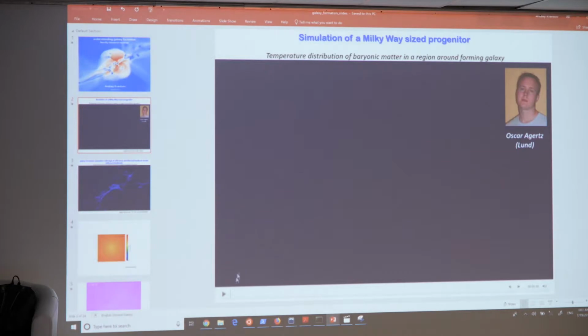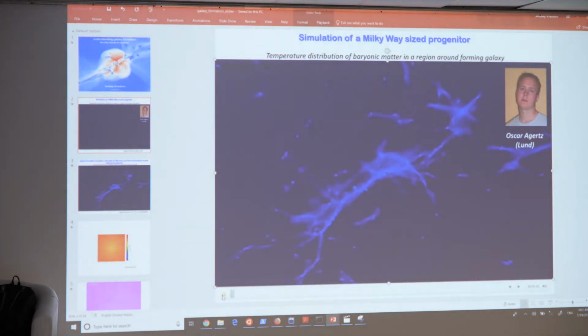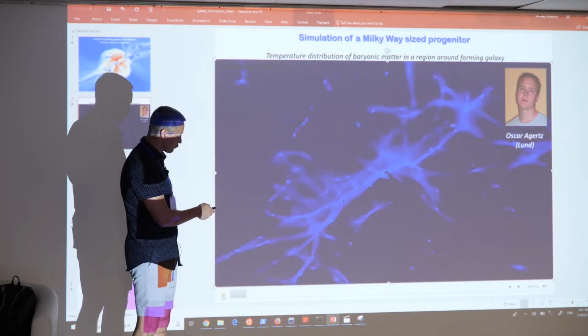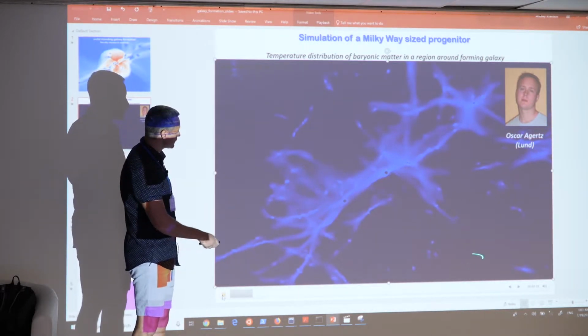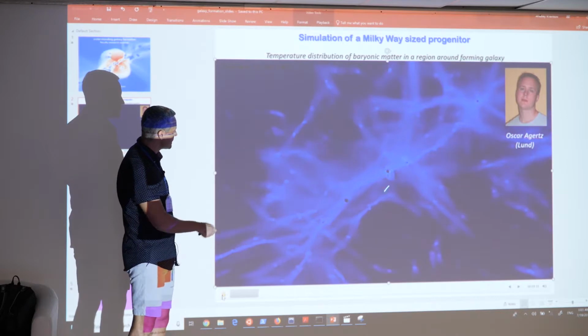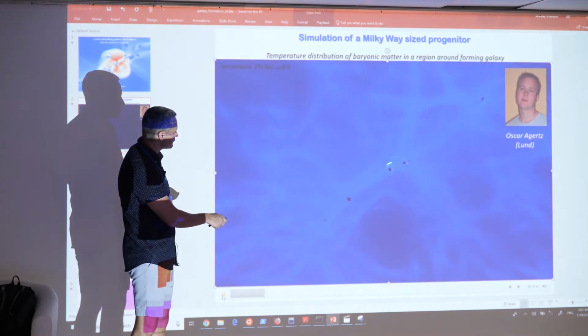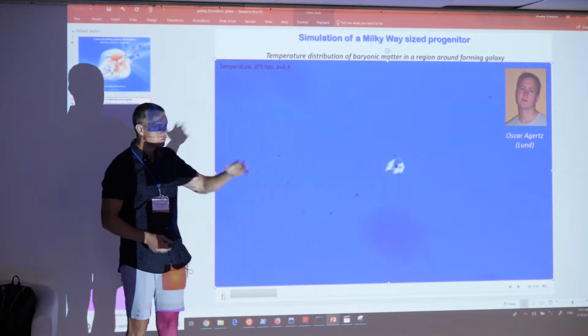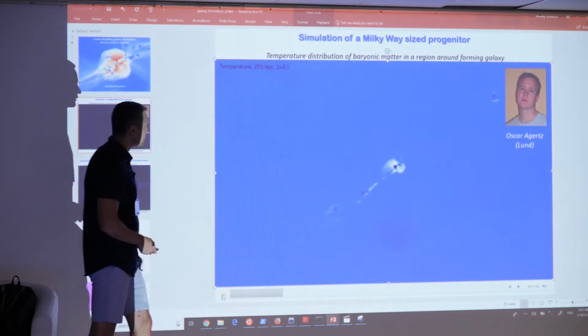Here, this movie was done by Oscar Gertz. This is a progenitor. We are looking at a volume of a few megaparsecs across, and again, the temperature map. The most massive progenitor is here, and you see that at this redshift, which is a redshift of 6, the whole picture brightens up somewhat from dark to blue.